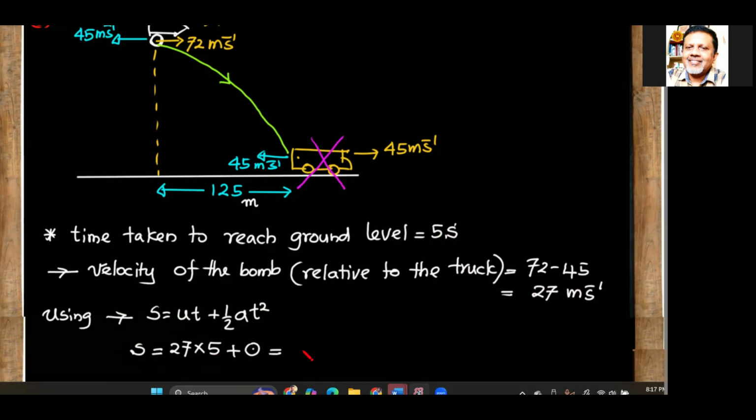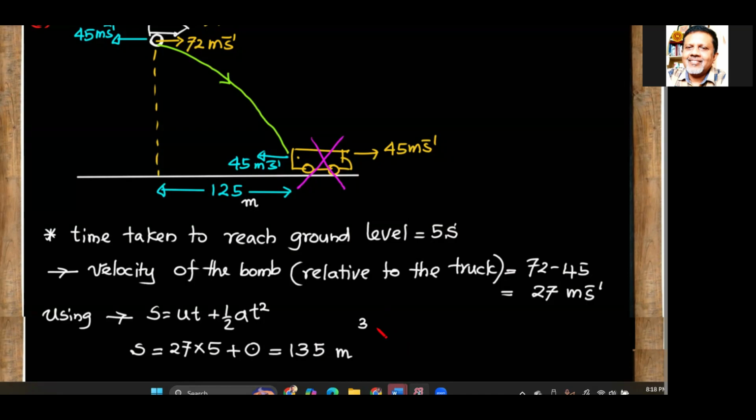7 times 5, 35. 5 should be there, 3 is there remaining. 5 into 2, 10 plus 3, 13, 135 meters, right? It is more than enough. Oh, just reach to the front edge of the truck, right? We cannot say whether it is destroyed or not. I mean, the road will destroy it probably, right?